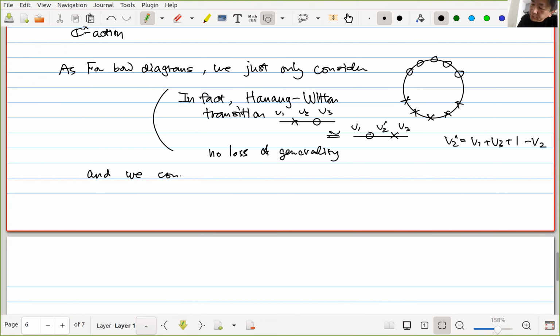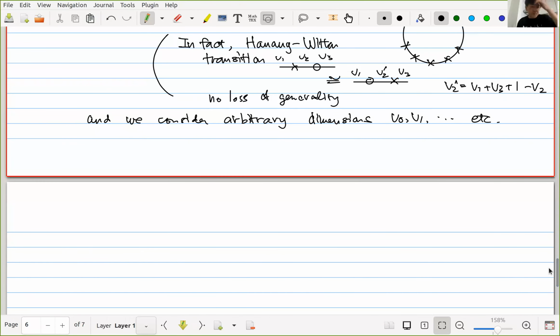We consider arbitrary dimensions. So we have infinitely many bow varieties assigned to this bow diagram, but the dimension vectors are arbitrary. Then I will consider some homology group of bow varieties and try to relate it to representations.